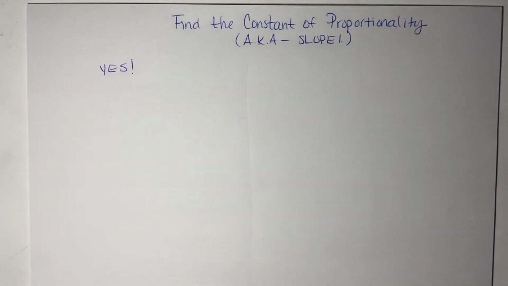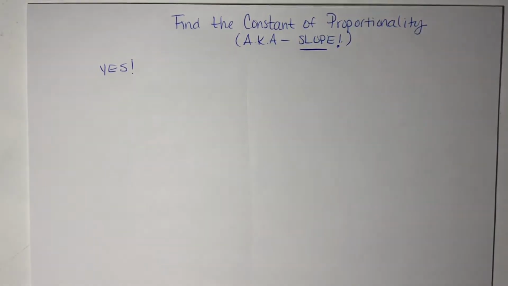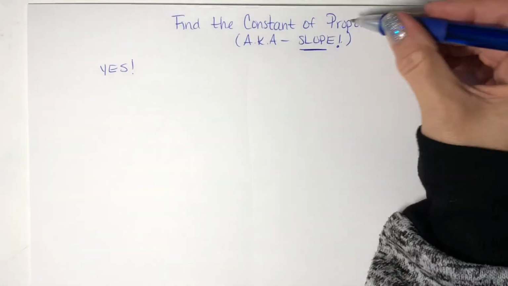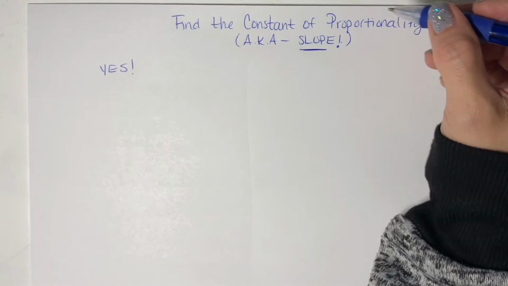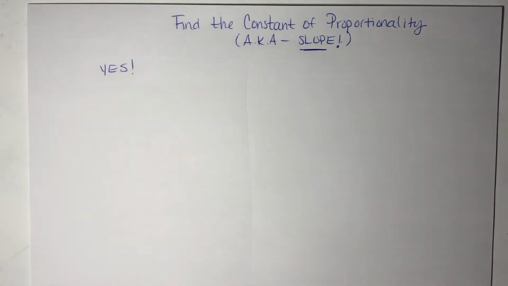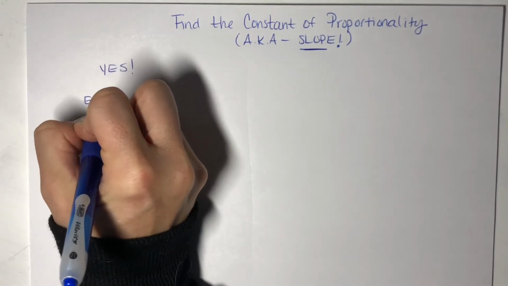So if that is the case, then we're going to talk about how to find the slope from that. We're going to use the word slope. You're going to hear me refer to it both ways. I need you to know they mean the same thing. So let's start with the easiest one. The easiest way to identify the constant of proportionality is from an equation.